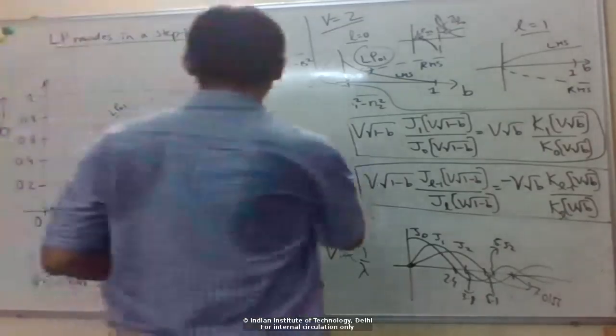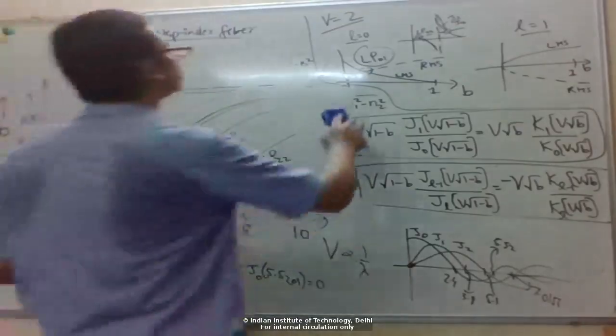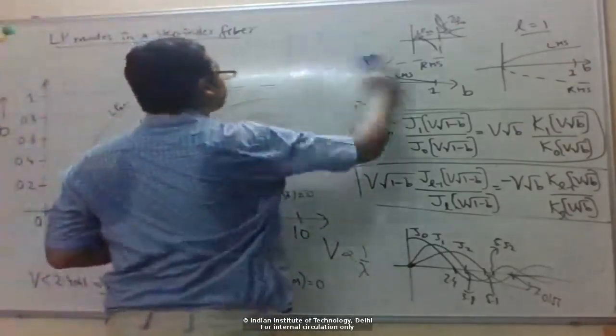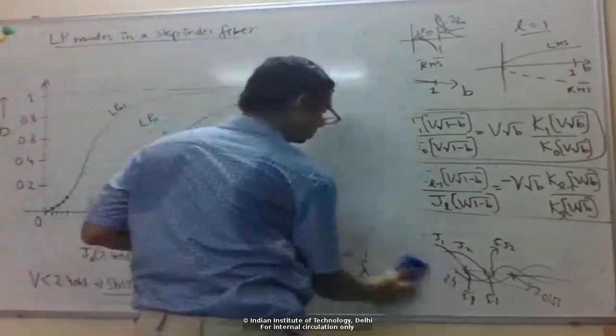Right. So again, how do we calculate these cutoff values? They are basically from the roots of the Bessel function.